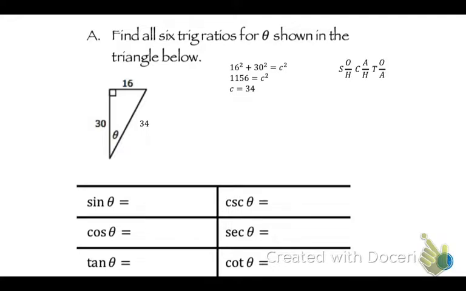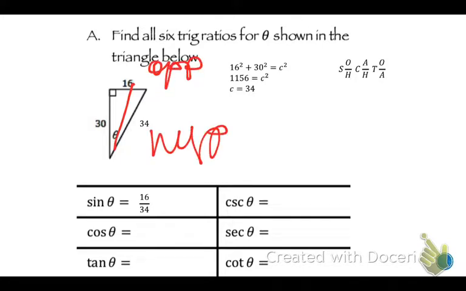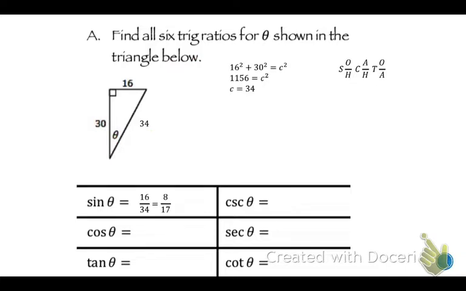Now from here, just remember SOHCAHTOA: sine is opposite over hypotenuse, cosine adjacent over hypotenuse, tangent opposite over adjacent. If we label these, this is the one I can draw a line to, so it's the opposite. Here's the hypotenuse, and this is the adjacent side. So sine is 16 over 34, which is the same as 8/17. Cosine is 30 over 34, which is 15/17. Tangent is 16 over 30, which is 8/15.